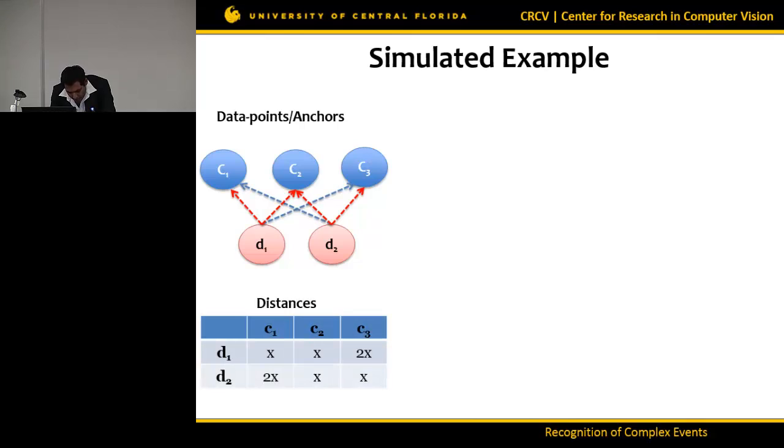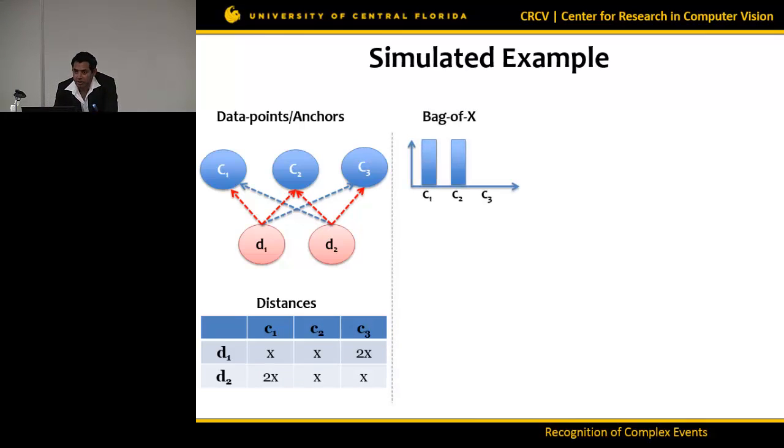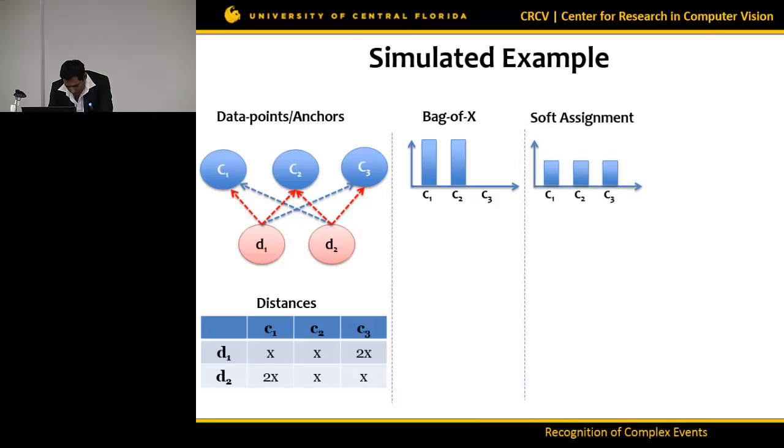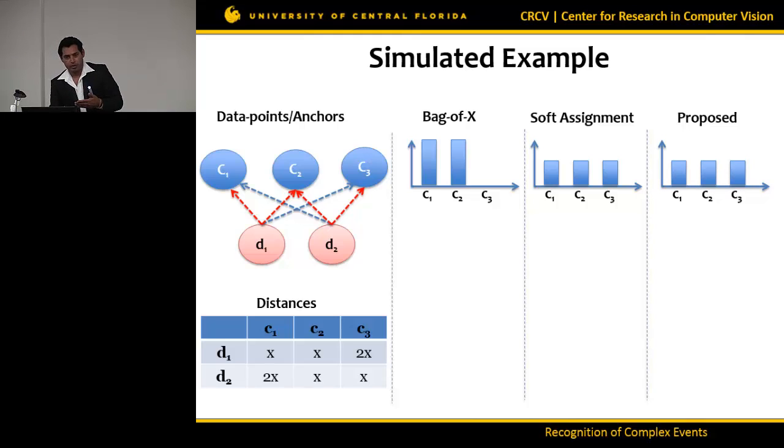Now, let's say these distances are represented in that table just below. The traditional bag of words based method would put equal weights to these 2 anchor points out of those 3. This is basically hard clustering. The soft assignment would try to put equal weight for all the characteristic data points, and that distribution would look like that. Our method, in the first step of this EM algorithm, as I said, would look like this.